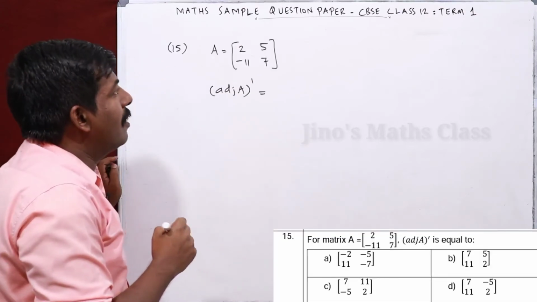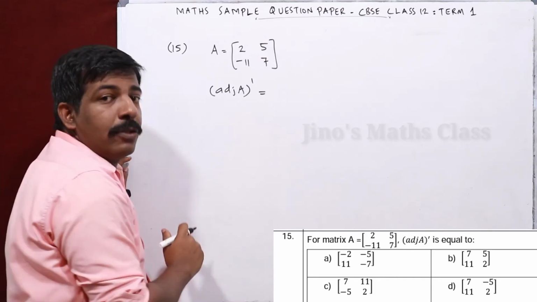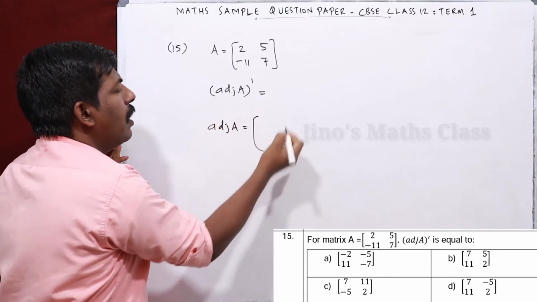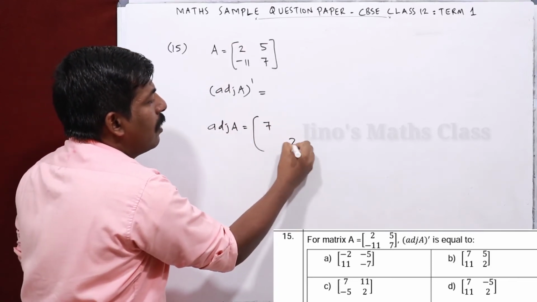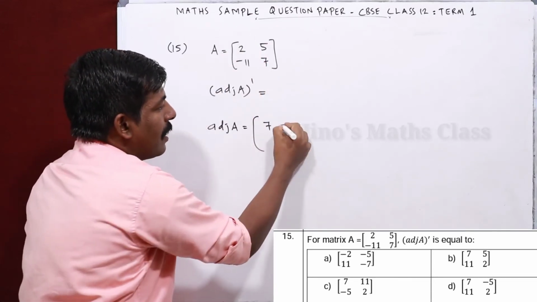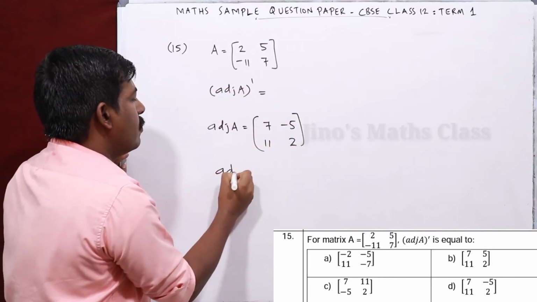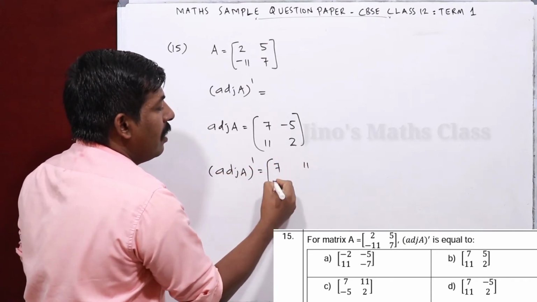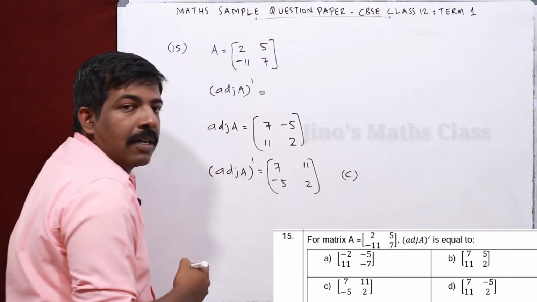15th question. Here matrix A is given and they are asking to find the transpose of adjoint A matrix. So directly we can write adjoint A. We already know for a 2 by 2 matrix we have to interchange the diagonal elements, that means here it is 7, 2. Then we have to change the sign of the non-diagonal elements, that means here it is minus 5 and here it is plus 11. So we can take the transpose of adjoint A now, that is equal to 7 11, minus 5 2. So option C is the correct answer.